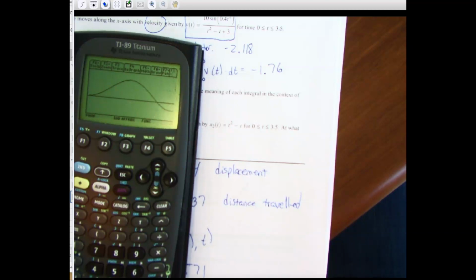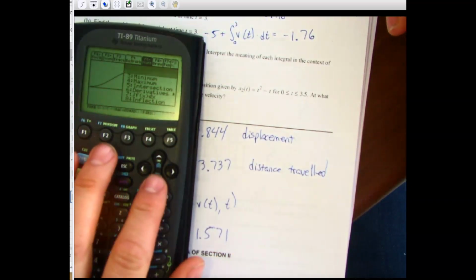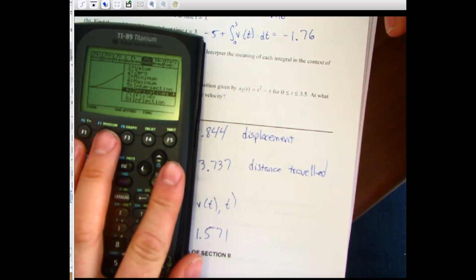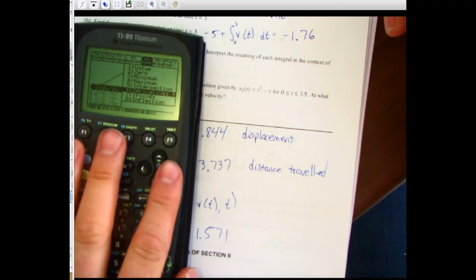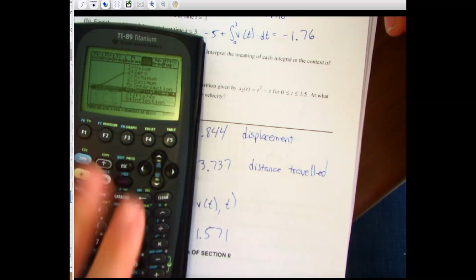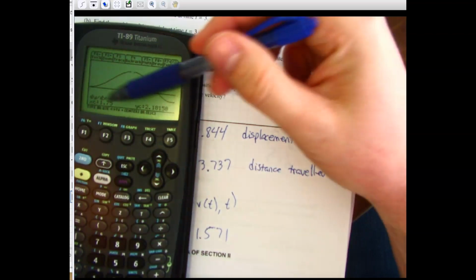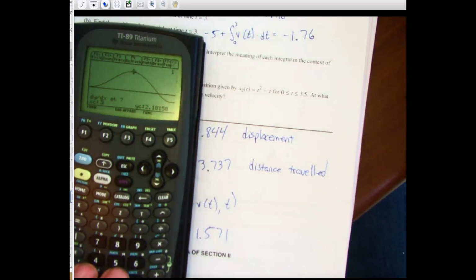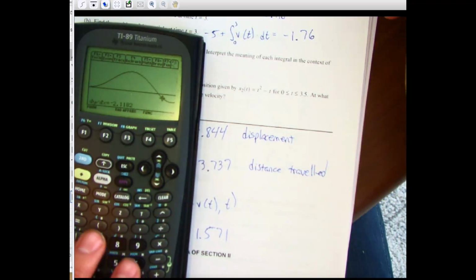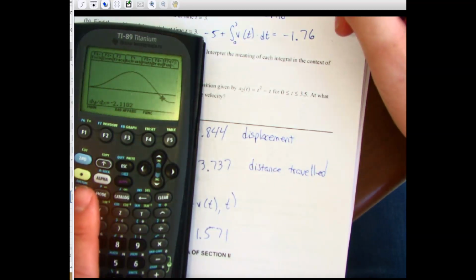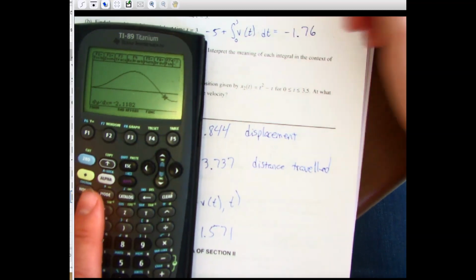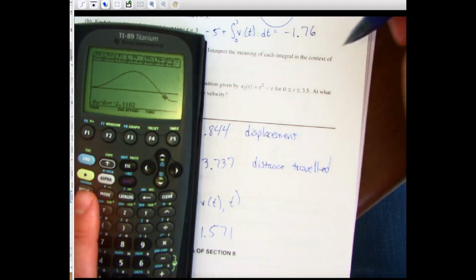Okay, so they're asking me for the acceleration. Well, that means take the derivative. So if you hit F5, you get these calculus options here, and I want to know the derivative. So I'm going to hit derivatives, and then these are kind of grayed out, so you're kind of stuck choosing dy dx. And it says dy dx at what? So they want you to type in the x value. So if I type in 3, it gives me the derivative at that spot, which in this case represents the acceleration, and you can just write that.